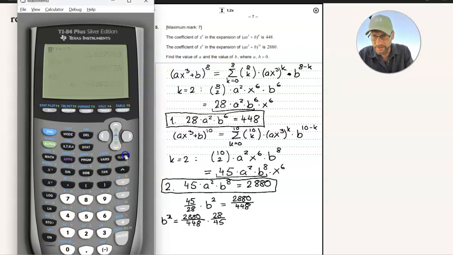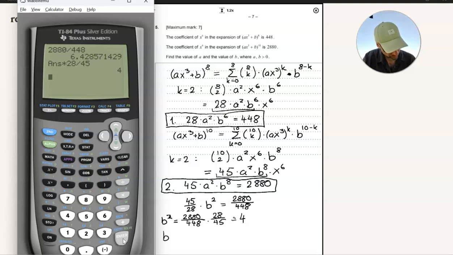And we clear the screen, and we say 2,880 divided by 448. And we are multiplying this by 28 and dividing by 45. And that's 4. So b squared is 4. And we can conclude that b must be the square root of 4, well, plus or minus, so that's plus or minus 2. But we are being told up here that both a and b are positive, so we can conclude that b is equal to 2.